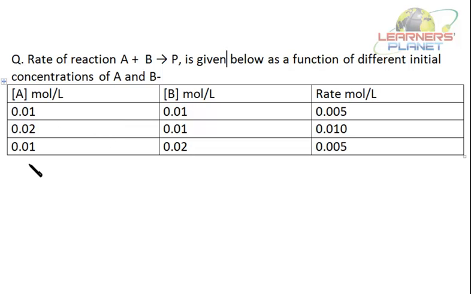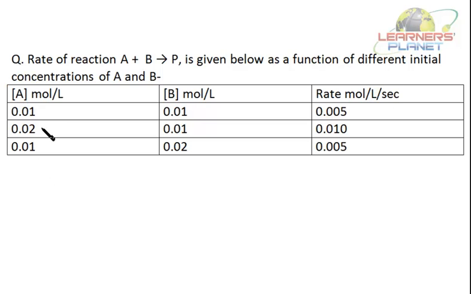Just take up these sets of experiments. If you have to determine the order with respect to A, take up that set of experiments where the concentration of A has been changed but B is constant, and the rate of that particular set. So let's find out. In the first experiment, the concentration of A is 0.01 molar, the concentration of B is 0.01 molar again, and the rate is 0.05 mole per liter per second. There should be per second also.